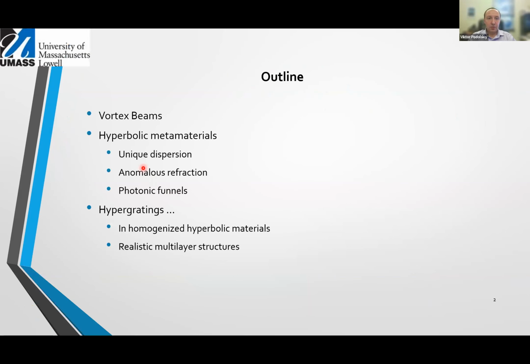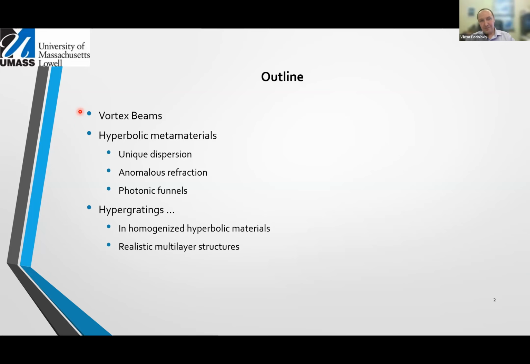So let me show you the outline of the talk. I'll present first some information about vortex beams. I know that this is a conference with particular focus on structured illumination and structured light, so the introduction is going to be very short.